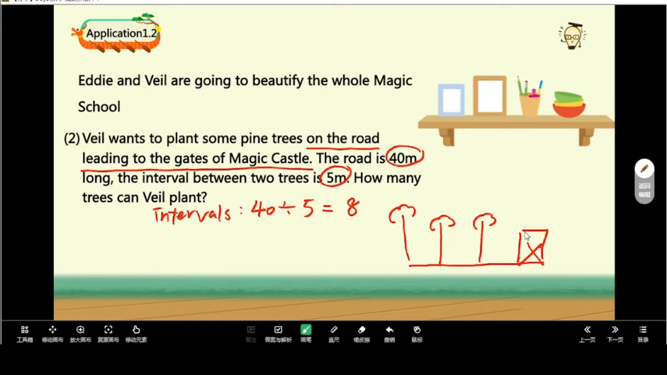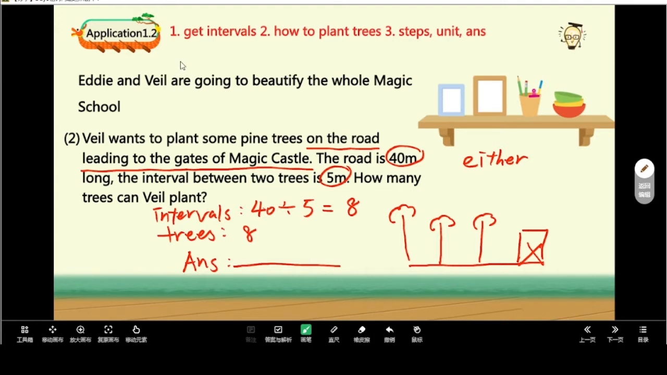Then which type of question is it? Yes, it is talking about how we can plant trees on either side. So what is the relationship between the number of trees and the number of intervals? They are equal. Very good. So how many trees can she plant? 8 trees. That is our answer, 8 trees. After that, we always need to write down our answer at the end of our question to get full marks.